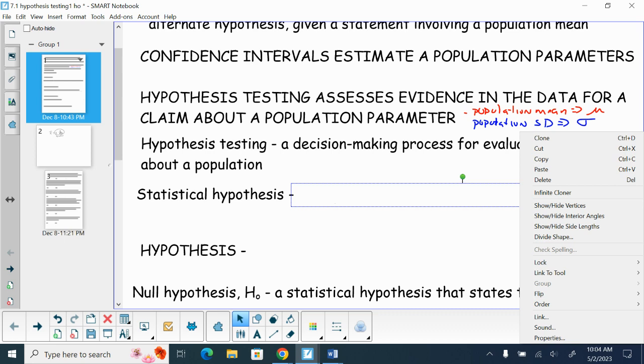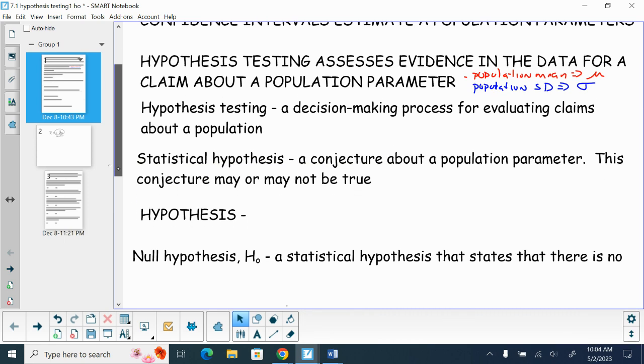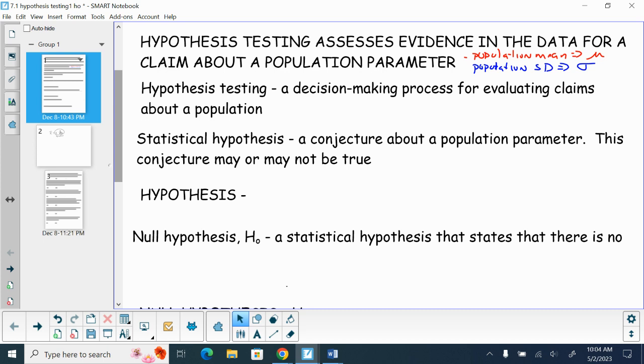Statistical hypothesis. It's a conjecture about a population parameter. This conjecture may or may not be true.